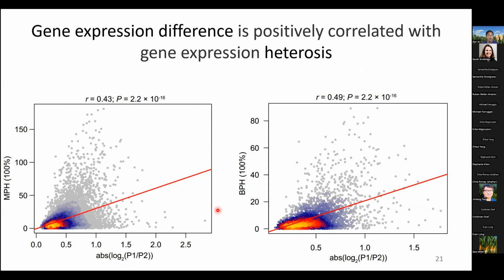Next, we still want to explore which factors can affect gene expression heterosis. Here, we want to know whether a higher gene expression difference between two parents can have a higher mirror pattern heterosis. Our answer is yes. In this plot, the x-axis is the gene expression difference between two parents, and the y-axis is the mirror pattern heterosis and beta pattern heterosis. And we find a very strong positive correlation between gene expression difference and their mirror pattern heterosis.